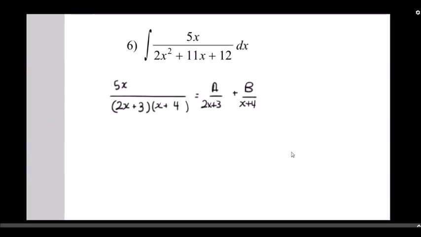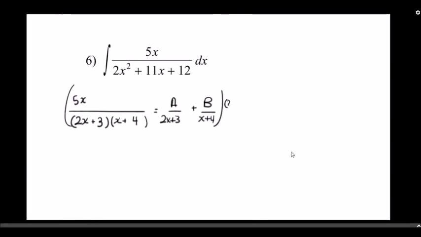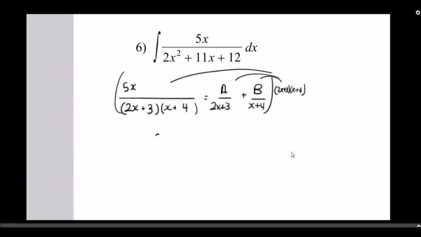And when we multiply the entire expression by the lowest common denominator, 2x plus 3 times x plus 4, if this is multiplied to each of those one at a time, on the very left side, the denominator would cancel out, leaving just the numerator 5x. With this, the 2x plus 3's would cancel, so a is left to multiply with x plus 4. And with this one, the x plus 4's would cancel, so b is left multiplying the 2x plus 3.